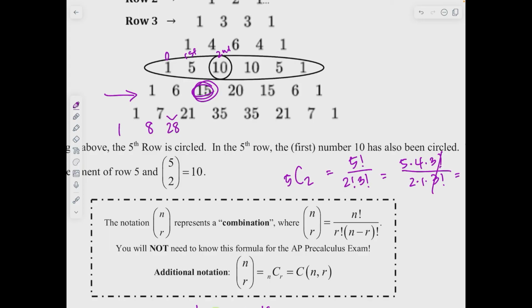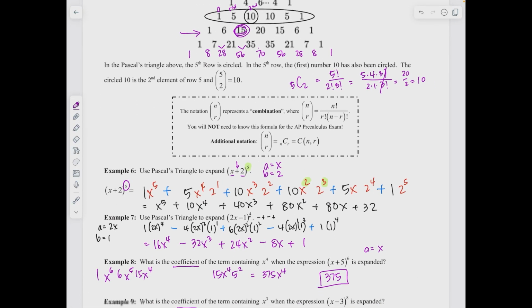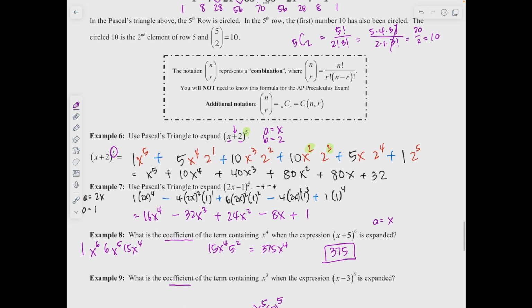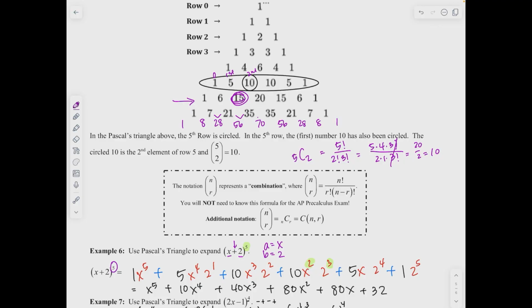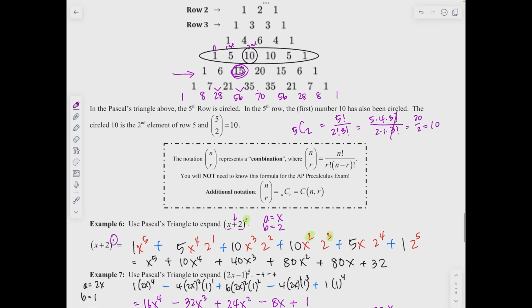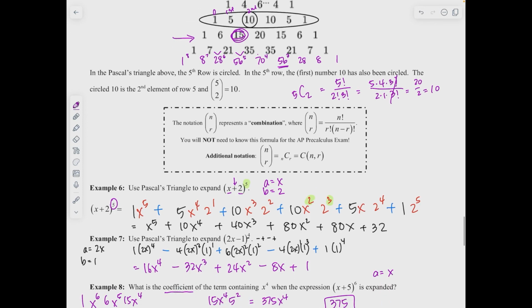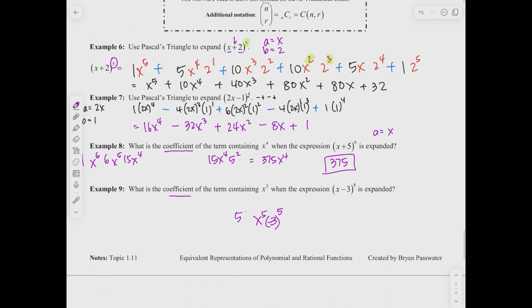So 1, 8, 28. So again, I'm just adding these things together, right? 56, 70, 56, 28, 8, and 1. Okay, so I need to get to x cubed. So that means that this is 8th power, 7th power, 6th power, 5th power, 4th power, 3rd power. So 3rd power means that I'm going to be using the coefficient of 56. So that means this is 56.